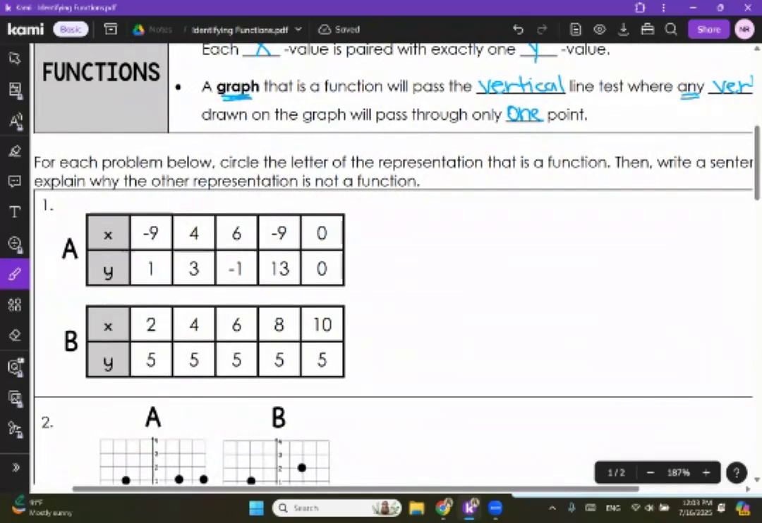For each problem below, circle the letter of the representation that is a function, then write a sentence to explain why the other representation is not a function. Give me a second.